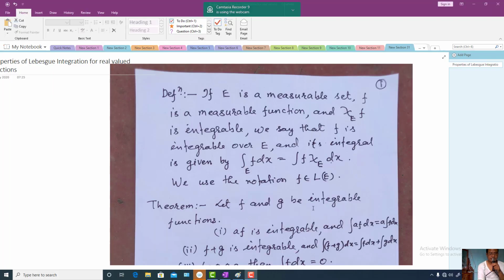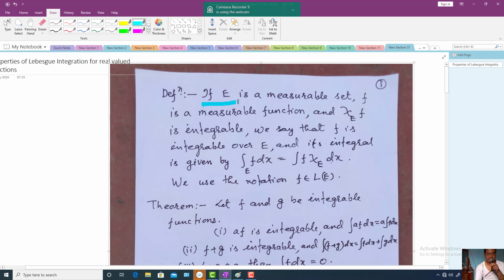My dear students, today we'll be discussing some properties of Lebesgue integration of real valued functions. So we are going to extend those properties of non-negative measurable functions to the real valued measurable functions. So it is not new, but the thing is that earlier the function is non-negative and now it is a real valued measurable function. Okay, so first let us define the integration of a function over a set E.